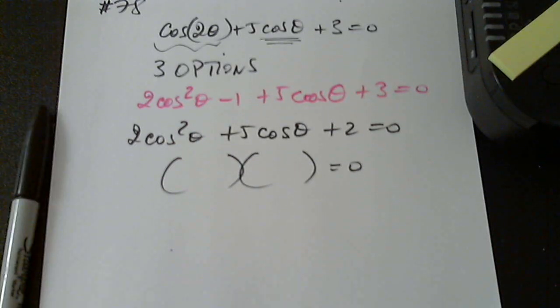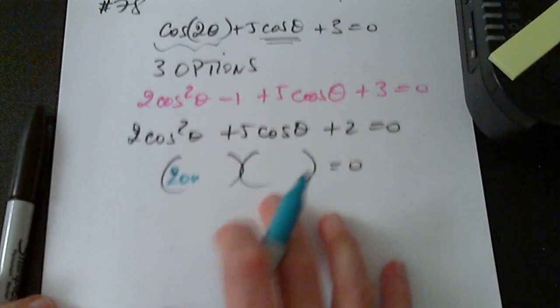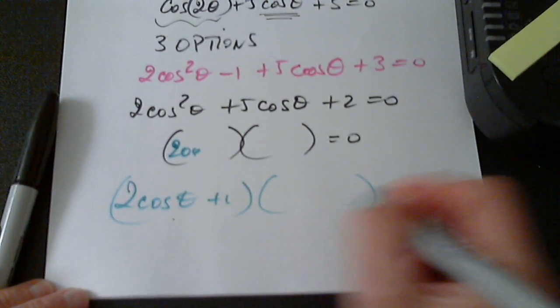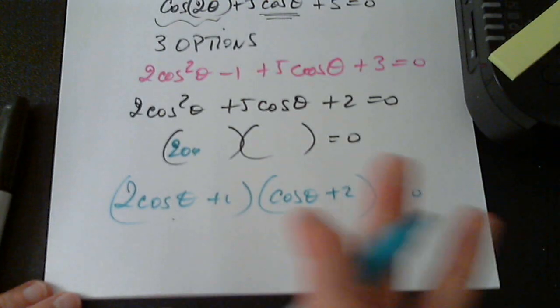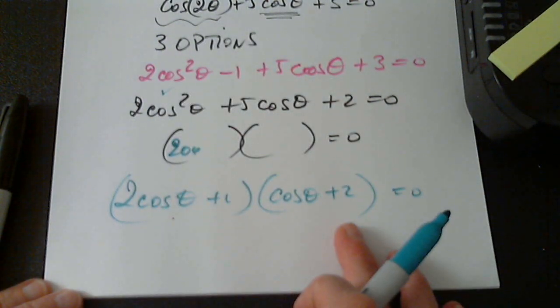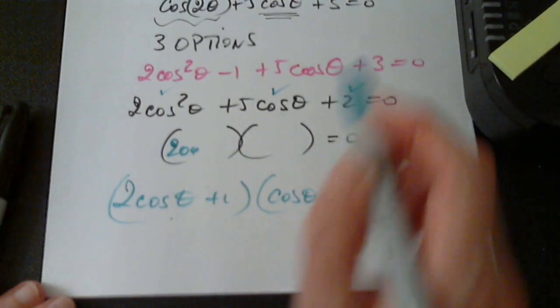Anyone? Yes? 2 cosine theta plus 1. 2, I don't have enough room. 2 cosine theta plus 1 indeed, and then cosine theta plus 2. Excellent, very good. We can check: 2 cosine squared, yes; 4 cosine x plus another cosine x. Perfect, 1 times 2, 2. Excellent.